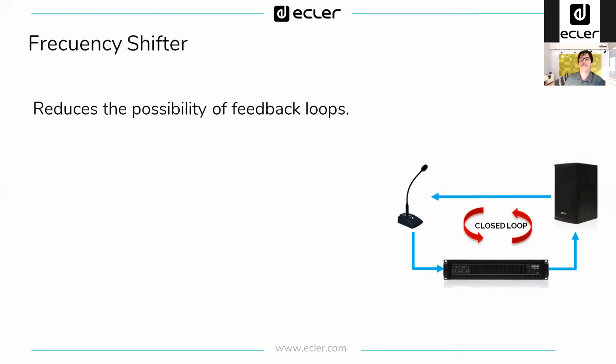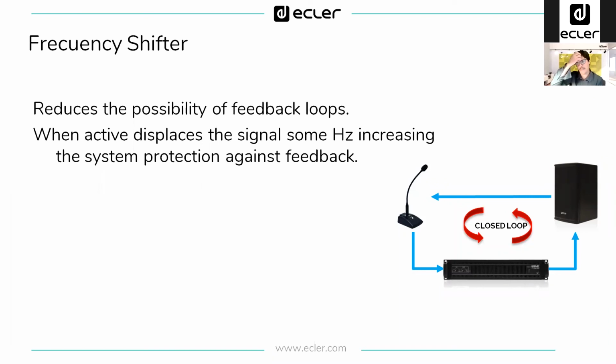So how does the frequency shifter act, or what is behind this? It displaces the signal by some hertz, so maybe 5 hertz, something like that. If you got feedback at 100 hertz, it will get 100 hertz, and it will just be on the output of the speakers 105 hertz. So you break this loop. So this is useful for speech applications, but don't do it for music applications, because they will be out of tune. So it's better if you use it just for speech applications.